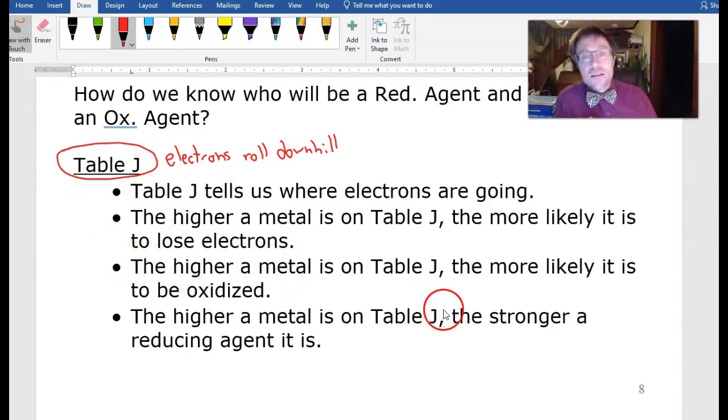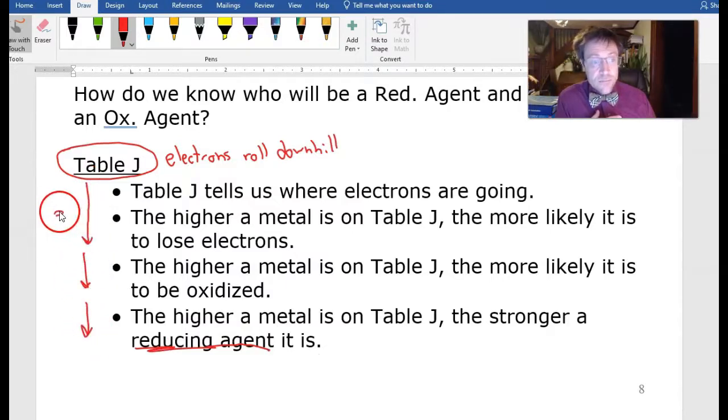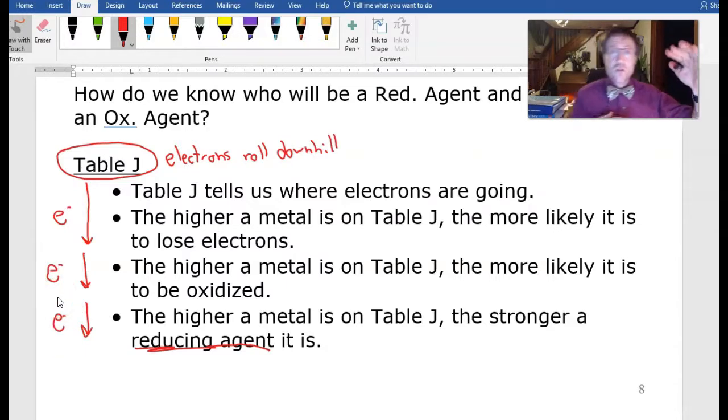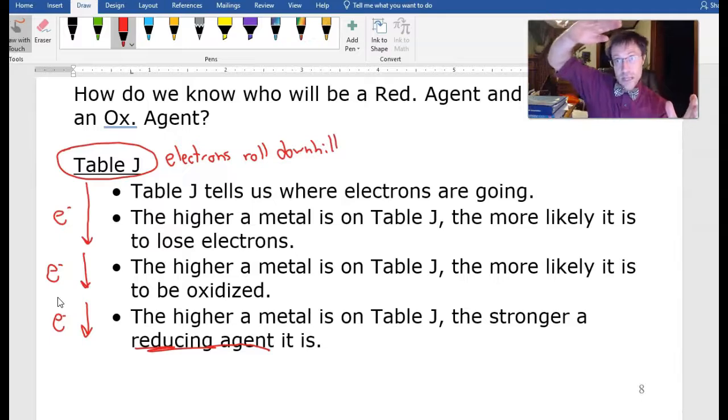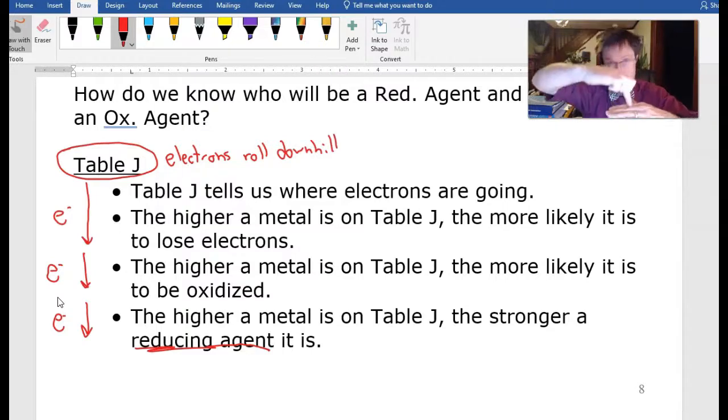So the higher a metal is on table J, the more likely it is to be oxidized, and therefore it's going to be a better and stronger reducing agent, right? So on table J, electrons roll downhill. You got it? Electrons will go from the metals higher up on table J to the metals lower on table J. So when we try to set up our battery, we're going to have 2 metals. And the metal that's higher on table J will lose the electrons, and the metal that's lower on table J is the one who's going to gain the electrons.